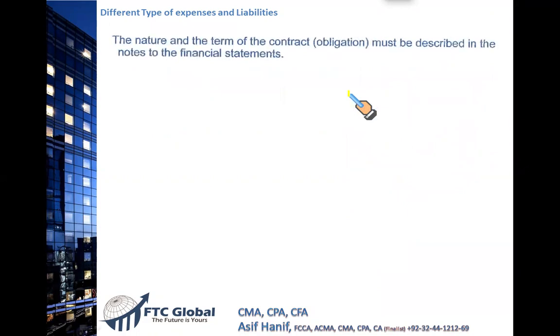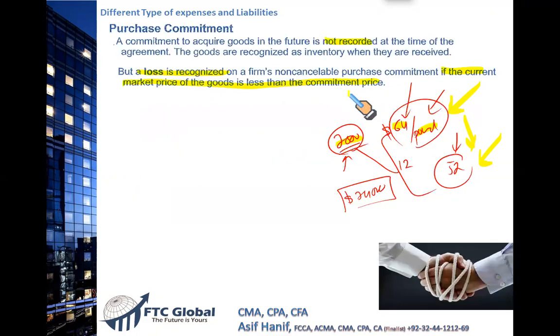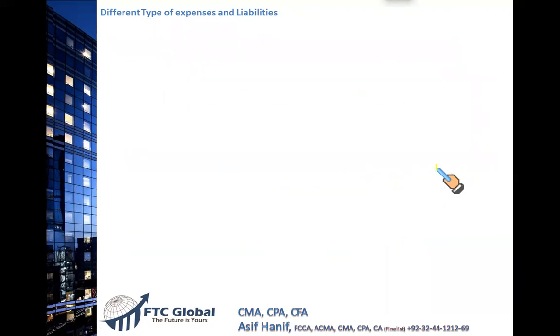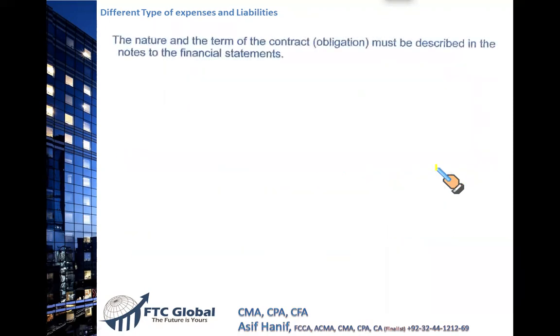In this example, I agreed to purchase an item for $64 per pound. The price falls to $52. There is a loss, no doubt. I need to bring this into my accounting records, and I must disclose this loss in my financial statements also. The nature and the term of the contract: it was a non-cancelable contract with Yusuf. If there's a loss, I need to describe the nature of the loss and the term of the contract in my financial statements. And I must show it as a separate line item in my income statement.